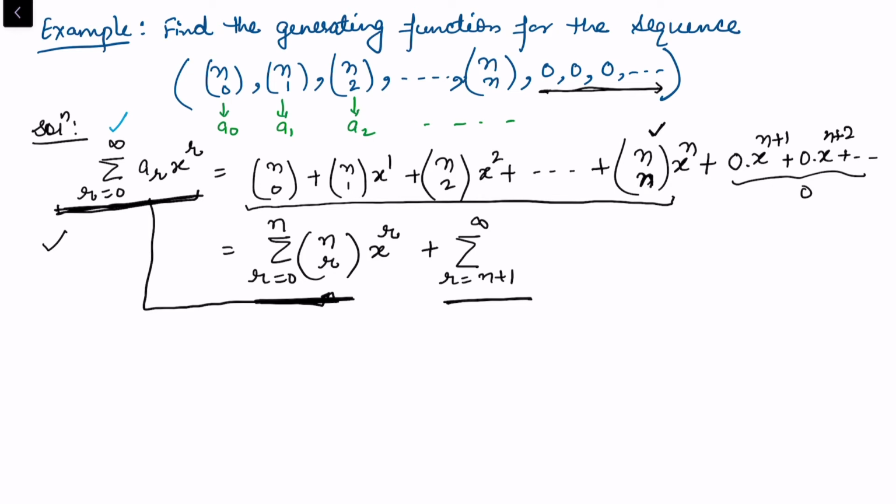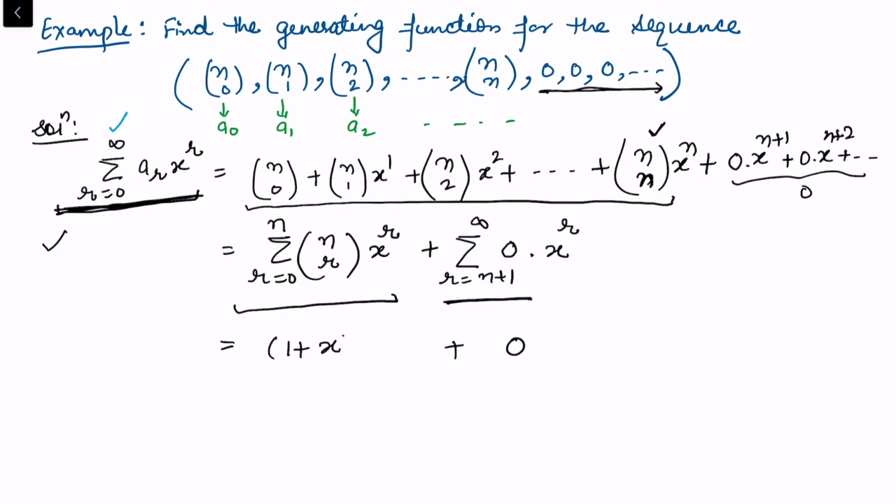Now for n plus 1 to infinity, the value for a r is 0 into x to the power r. Okay, so that makes sense. And now this term is completely 0 and I'm only going to look at this one. Now this is simply using the binomial expression. This is 1 plus x to the power n.